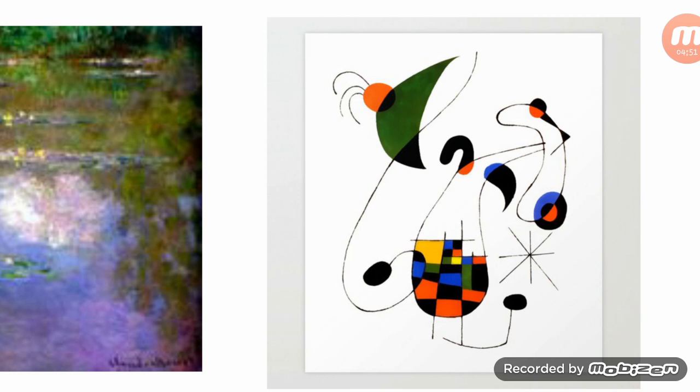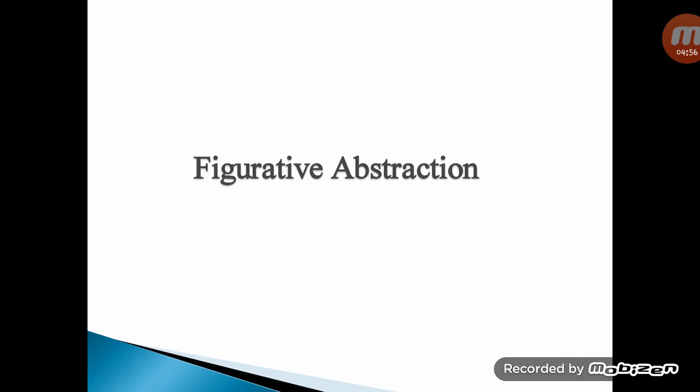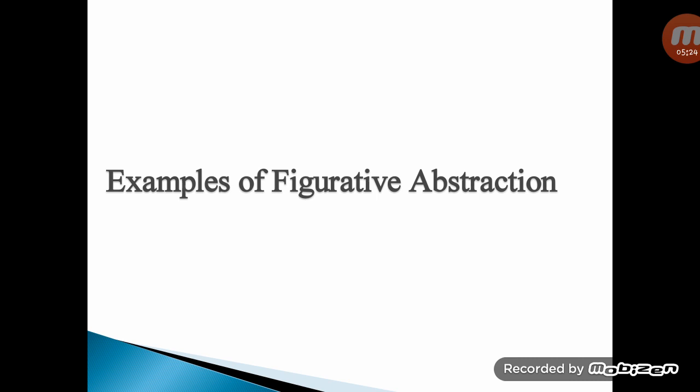Figurative abstraction. One kind of abstract art you can make is figurative abstraction. Figurative abstractions are abstractions or simplifications of reality where detail is eliminated from recognizable objects, leaving only the essence or some degree of recognizable form. Examples of figurative abstraction. Another.